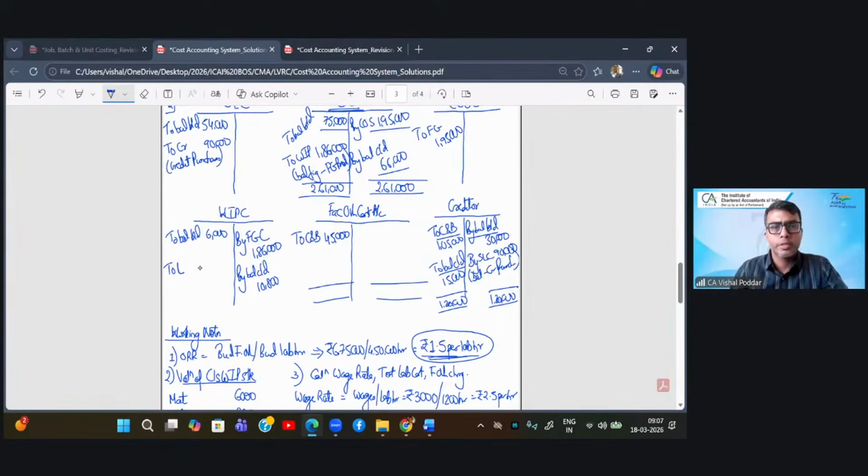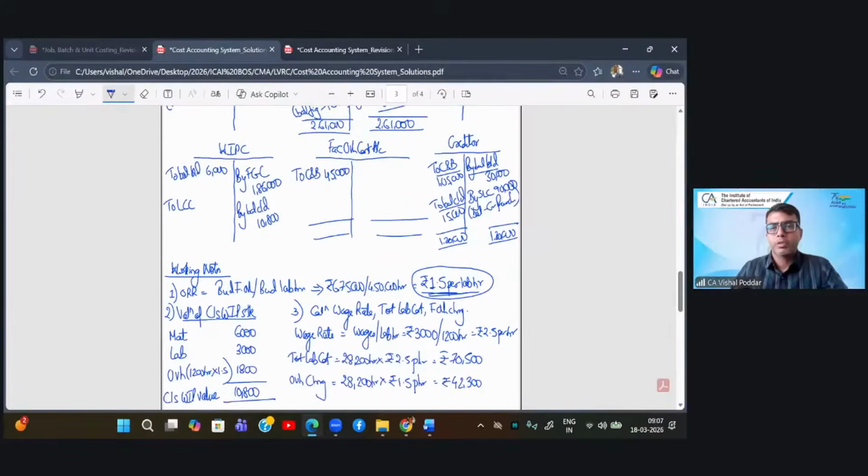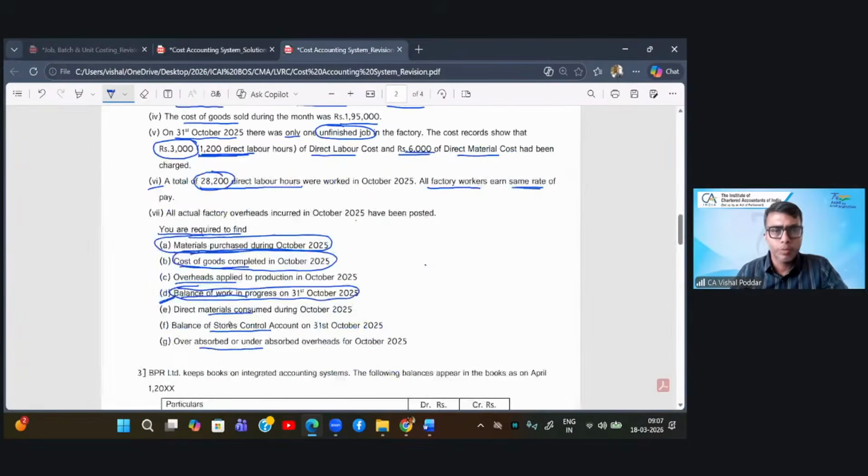So to LCC, how much is the total labor cost during the month? It is 70,500. There is no second effect of this because we do not have the labor account. Then how much is overheads charge? It is 42,300. So from here by WIP 42,300 to POC 42,300. Correct? So we have found out the overheads charged. So this is also done.